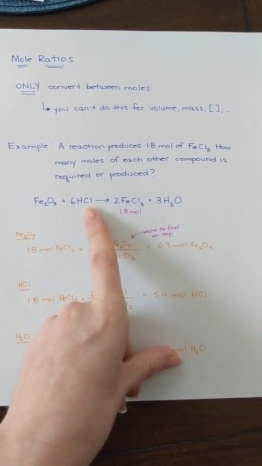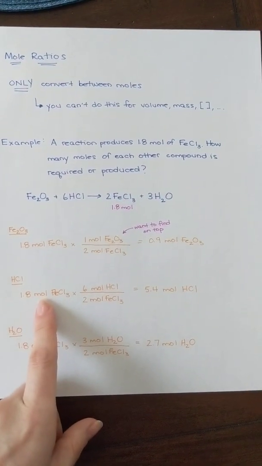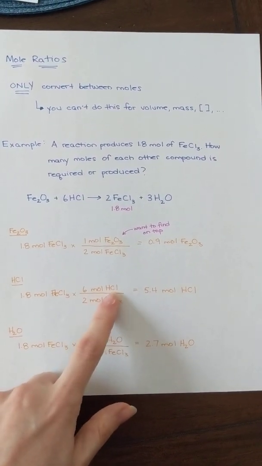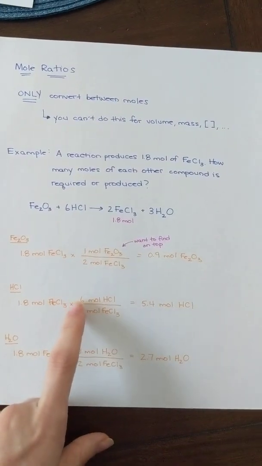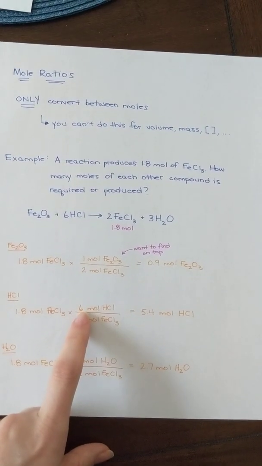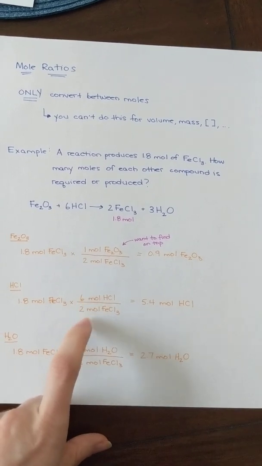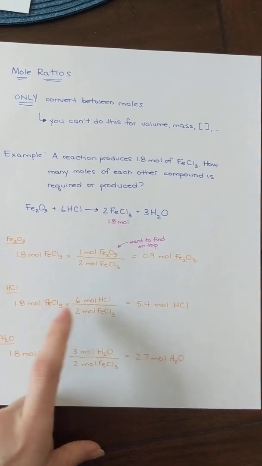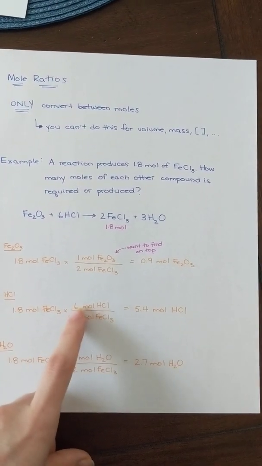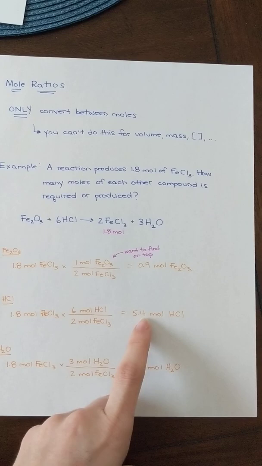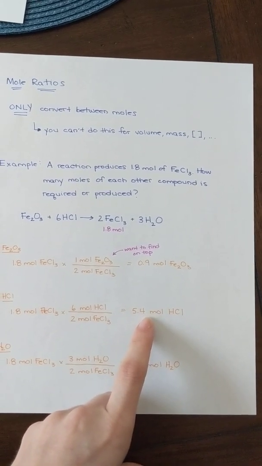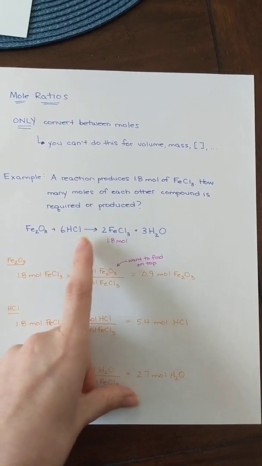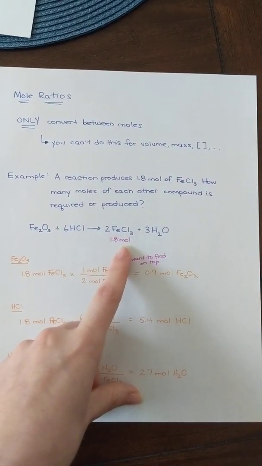If we were to look at HCl, we start the exact same way. We start with 1.8 moles of iron chloride. This time, HCl is balanced by a 6, so that's where the 6 comes from. It goes on top because that's what we're trying to find, and what we already know about, the iron chloride, goes on the bottom. We do 1.8 times 6 divided by 2, and we end up with 5.4 moles hydrogen chloride. So if we had 5.4 moles of hydrogen chloride, we'd be able to have a reaction and make 1.8 moles of iron chloride.